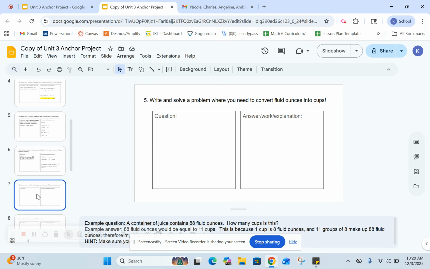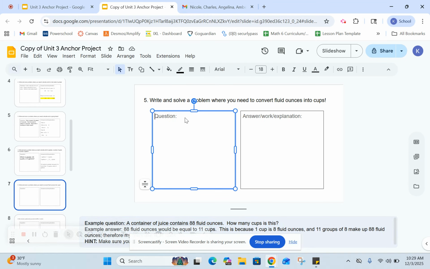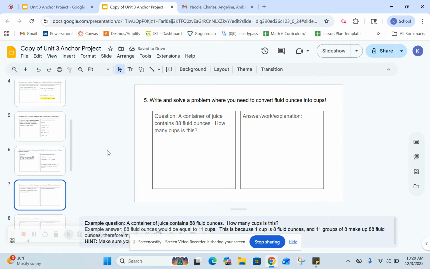All right, moving along. Write and solve a problem where you need to convert fluid ounces into cups. I again am going to copy our sample. A container of juice contains 88 fluid ounces. How many cups is this? All right, so we need 88 fluid ounces equals a number of cups.